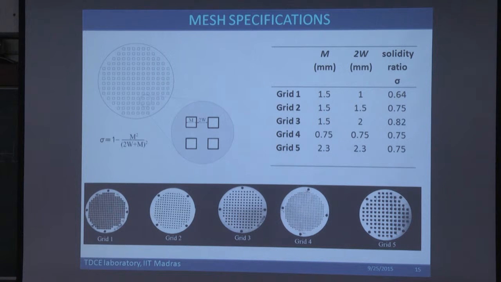So the first 3 are changes in the solidity ratio. The second, fourth and fifth ones have the same solidity ratio, but they have a different mesh thickness, that is the mesh specification.